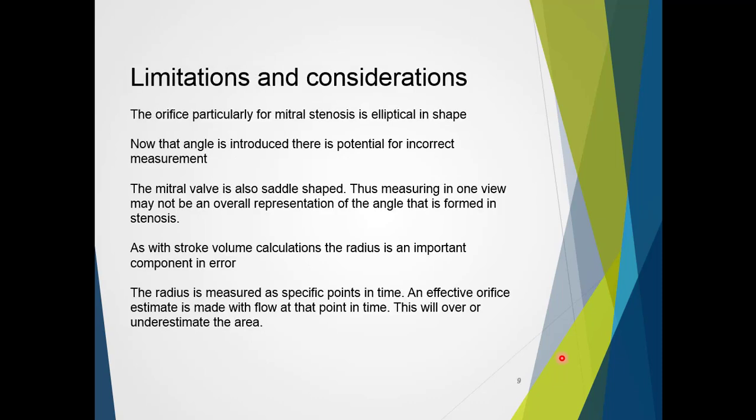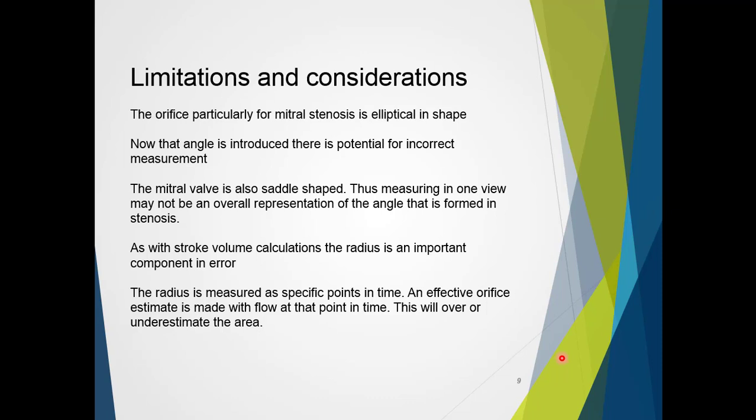And again, there's limitations and considerations when we actually apply the PISA method. The orifice, particularly for mitral stenosis, is elliptical in shape and not circular, and thus a hemisphere will only approximate the volume of blood inside this dome. Now that an angle is introduced, there's a potential for incorrect measurement, and the fact that some ultrasound systems do not have this capability as part of the measurement package. A protractor must be placed on the screen and manual alignment may be required.